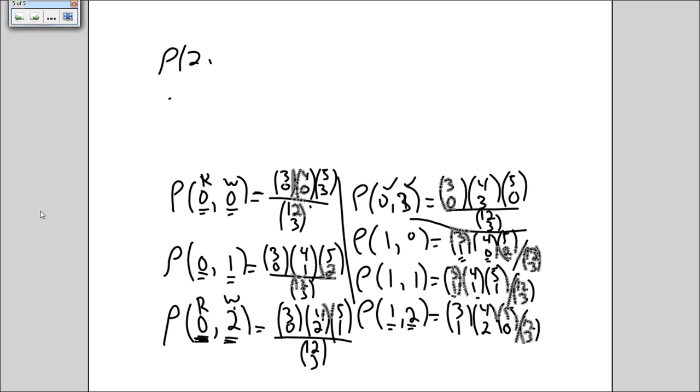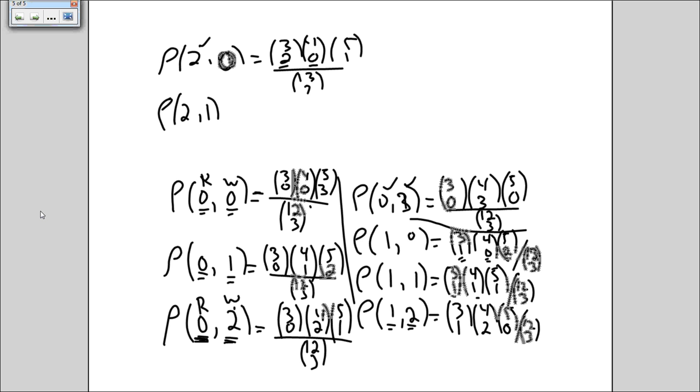2, 0, and 2, 1. Okay. So from this 3, we want to pick 2 of them. From the 4, we want to choose 0. And from the 5, I've already chosen 2 and 0, which is 2. We want to choose 1 more for a total of 3. And it's divided by 12, choose 3.